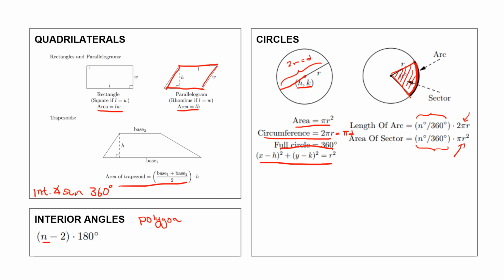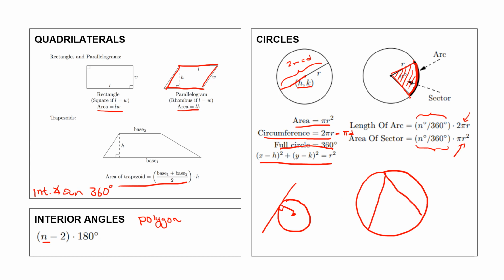A few more notes that I like to cover. A tangent line to a circle is perpendicular to the radius. And we also have inscribed angles. This one's slightly more in depth, but you have an angle inside a circle, and these are called chords.